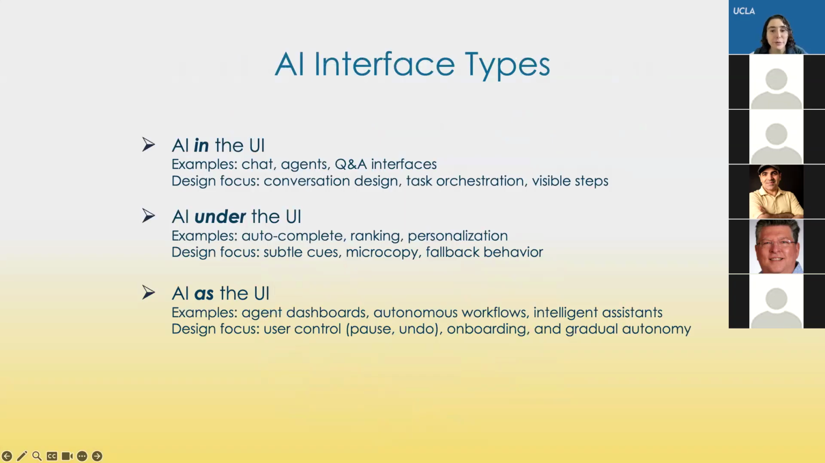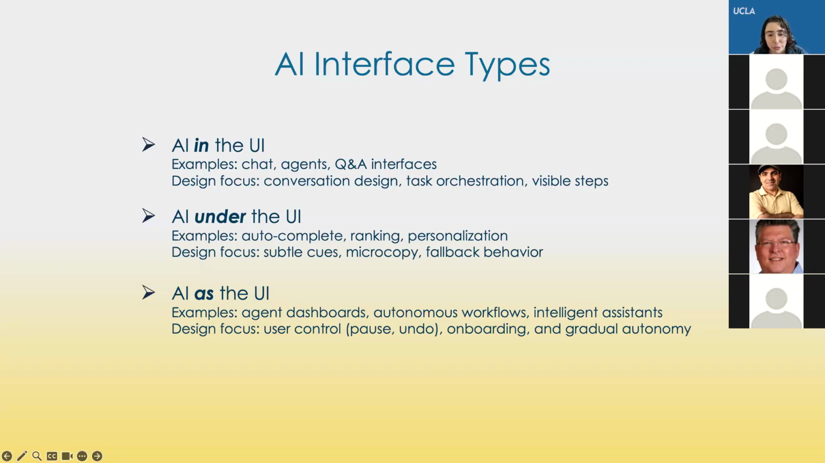So let's look at three different AI interface types. AI can be in the UI, in the user interface. And this is where the user of an app is directly interacting with AI. Some examples of this include a chatbot or agent or QA interface. This is where we really get into conversational UX, and I'm going to talk more about this in a minute.